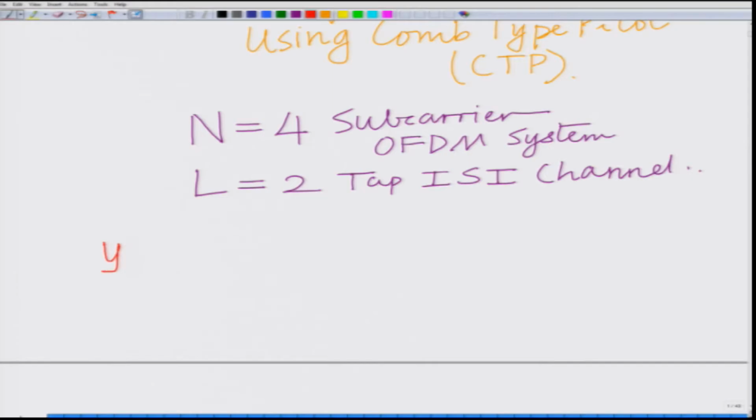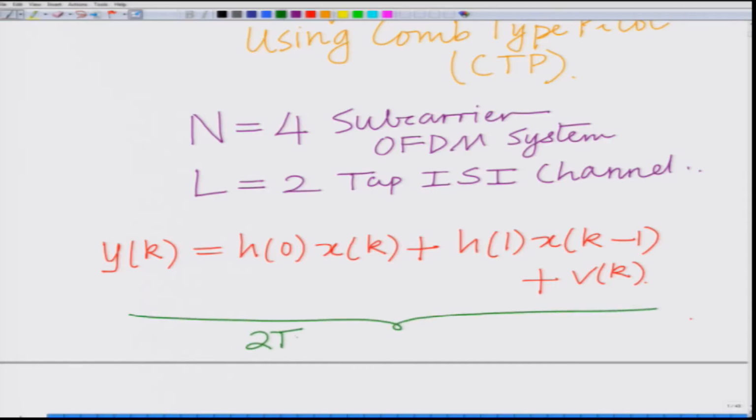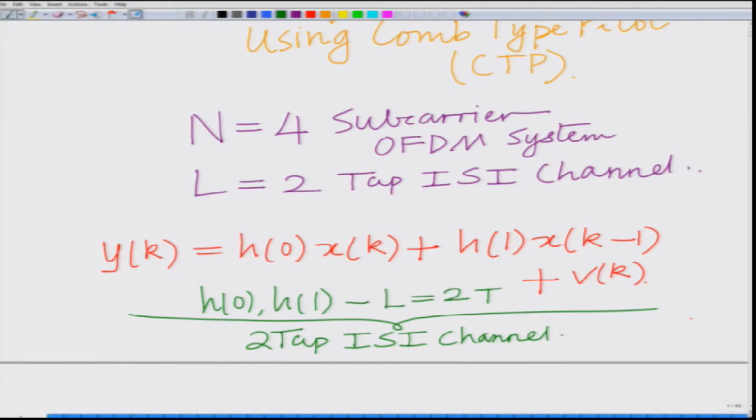Therefore, I have Yk equal to H0 times Xk plus H1 times Xk minus 1 plus Vk. What is this? This is basically your 2 tap ISI channel. H0, H1, these are your L equal to 2 taps. These are the L equal to 2 channel taps.